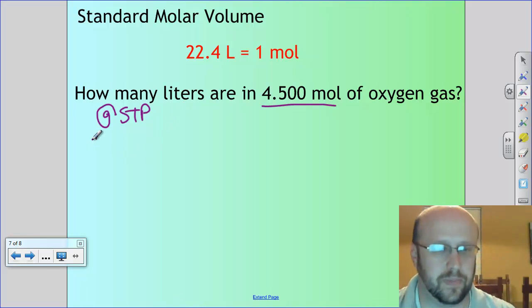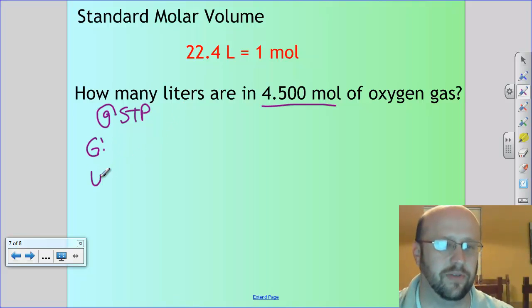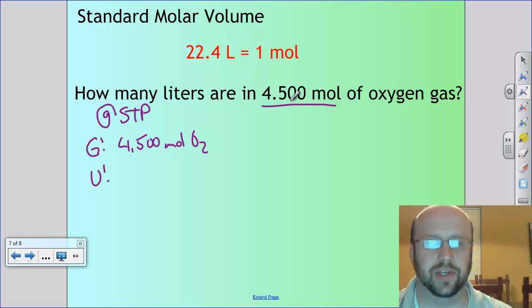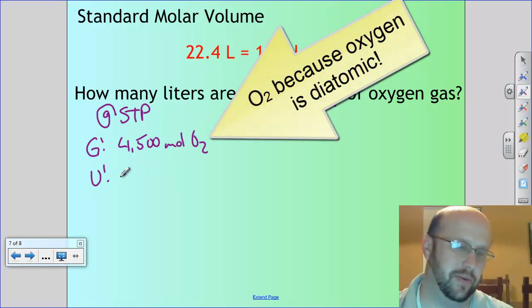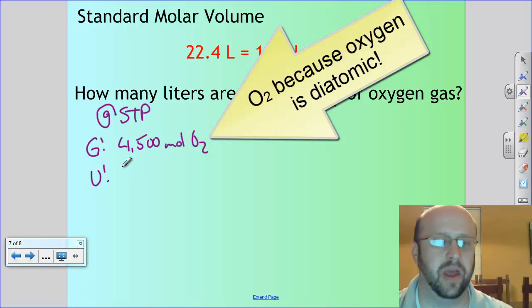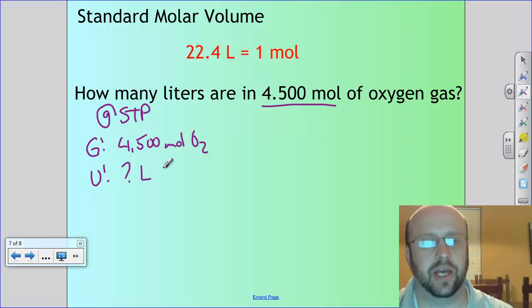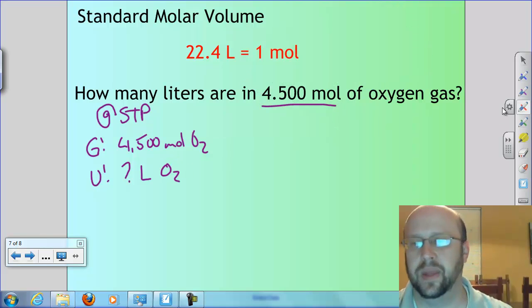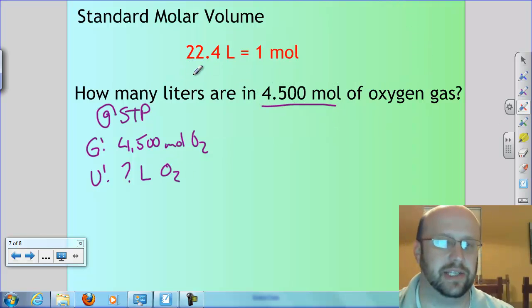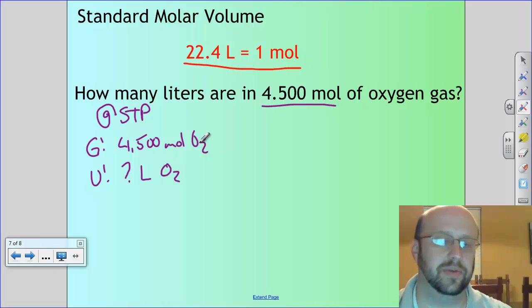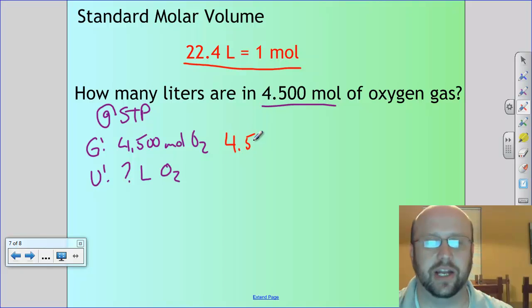So we're going to work this like we have most of our conversion factor problems all year. I've got a given: 4.500 moles of oxygen. Why would I put all those zeros? Remember, that's 4 sig figs that way. You'll see why when we get the answer in a second. And what am I looking for? How many liters? So I'm looking for liters of O2. Since it's at STP, I'm going to use this, which is the only equality that I need for this particular problem.